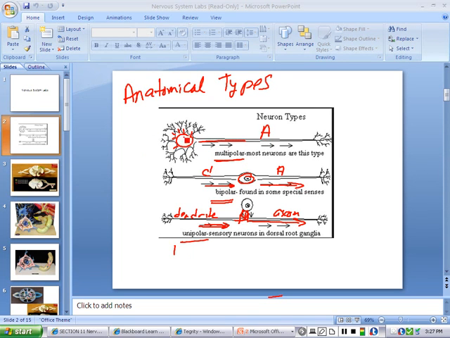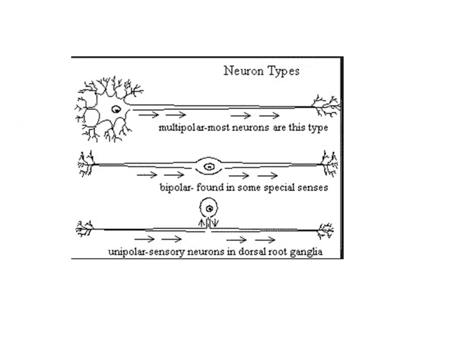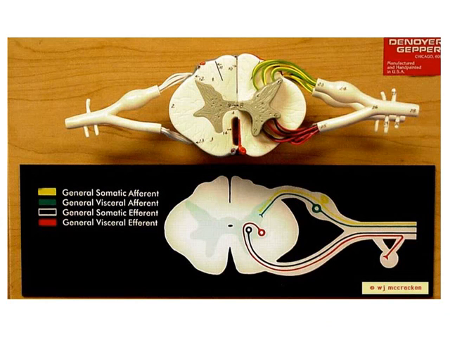So find your cell body, count the number of somethings coming off of it. There'll always be one axon and either one dendrite if it's bipolar, or more than one dendrite if it's multipolar, and then a dendrite-axon combination if it's unipolar. And those are your anatomical divisions. Sorry, I didn't realize that wasn't a very big slide, was it? Sorry, let me make that a little bit bigger.